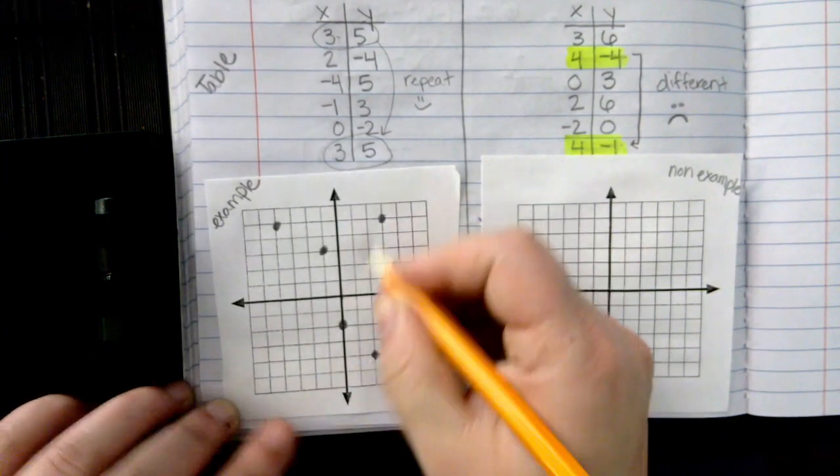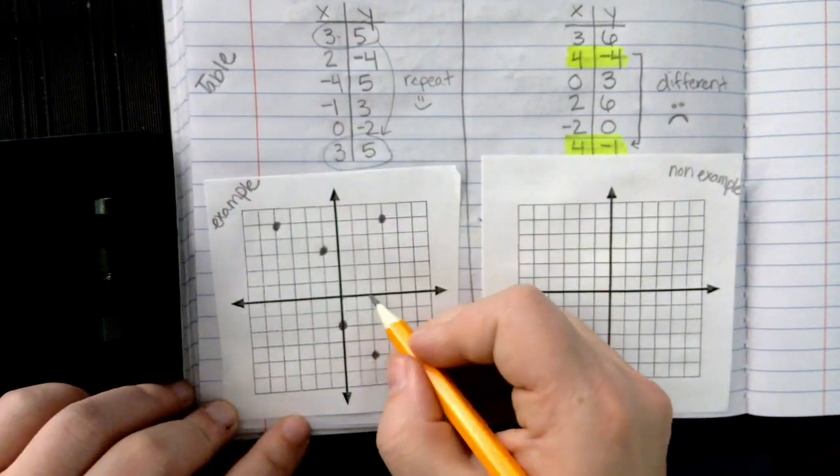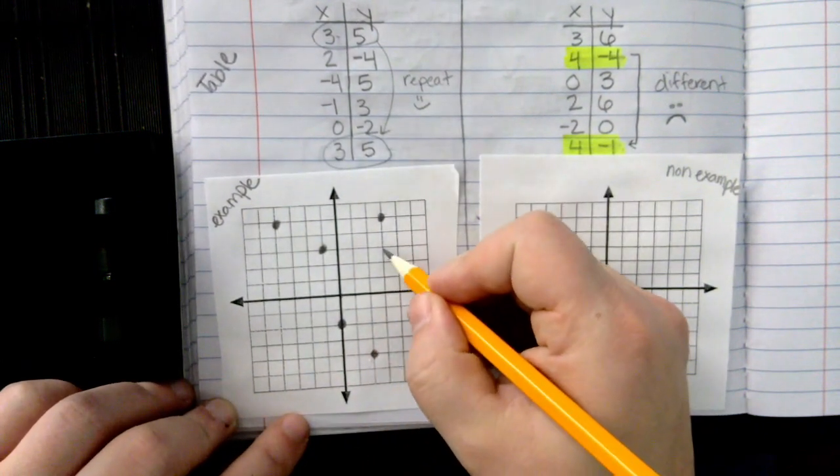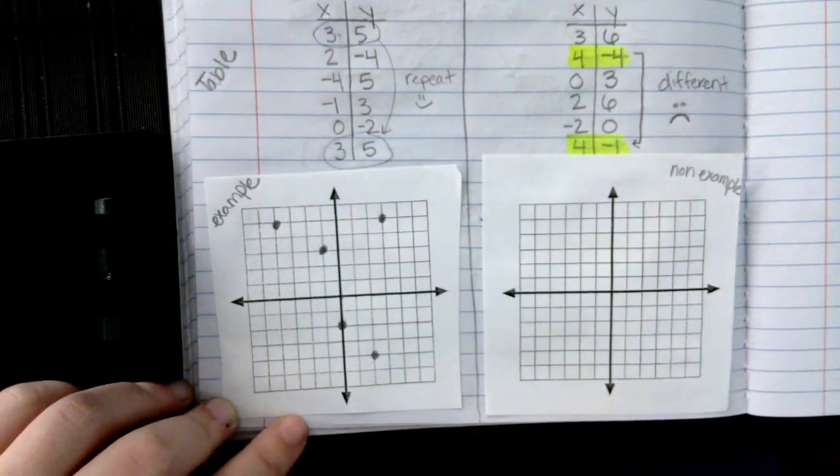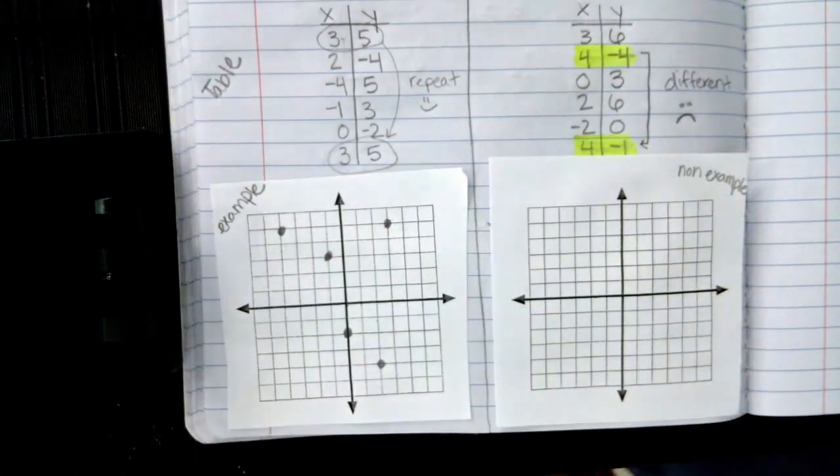All right, and again, this is a way for us to check to see if there's something wrong. If it's wrong, it's not a function. If it's right, or if there's nothing wrong with it, then it, okay?